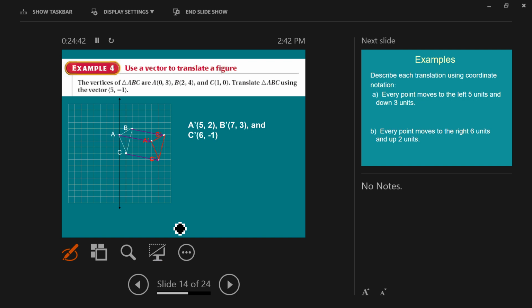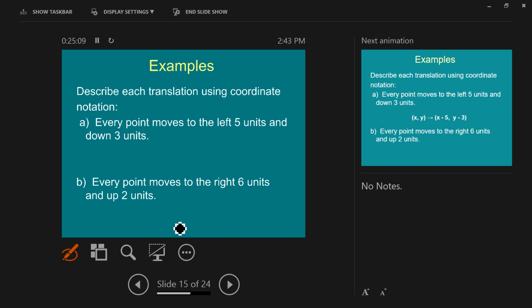All right. In the next set of examples, it says that we're going to describe each translation. In A and B, they want us to describe the translation in coordinate notation. And then for C and D, we're going to describe it in vector notation. Remember, this is vector. Coordinate is our x plus h, y plus k, right? Okay, so here's A and B. These are the ones we're doing in coordinate.